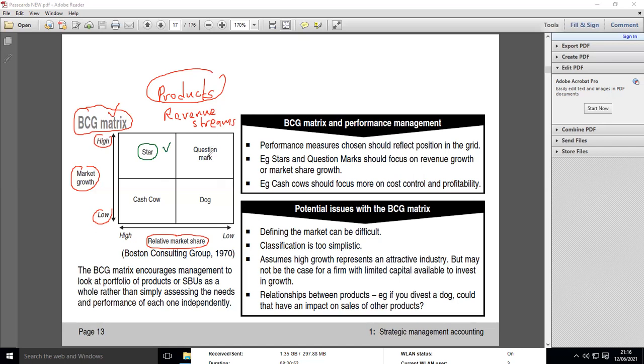You're in a high growth market, but your market share is low. You are a question mark or problem child. You are in a market where the growth now is slow, but you've got a very high market share. That is what we call a cash cow. And if you occupy this position, your product or business portfolio is low.